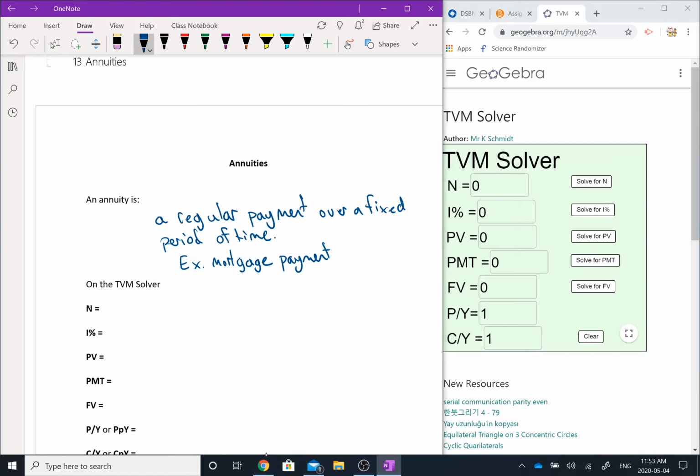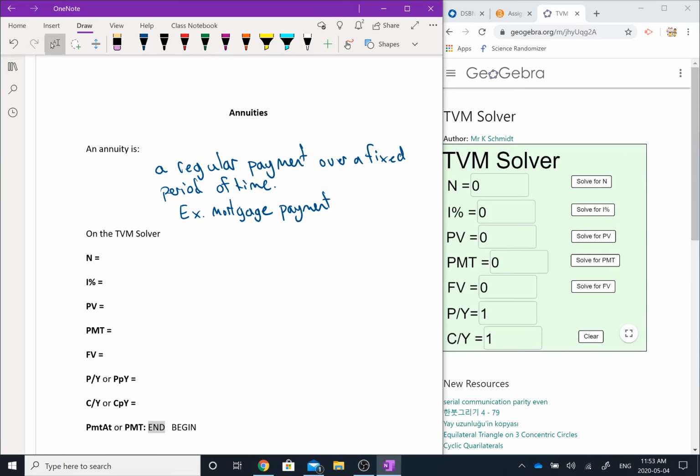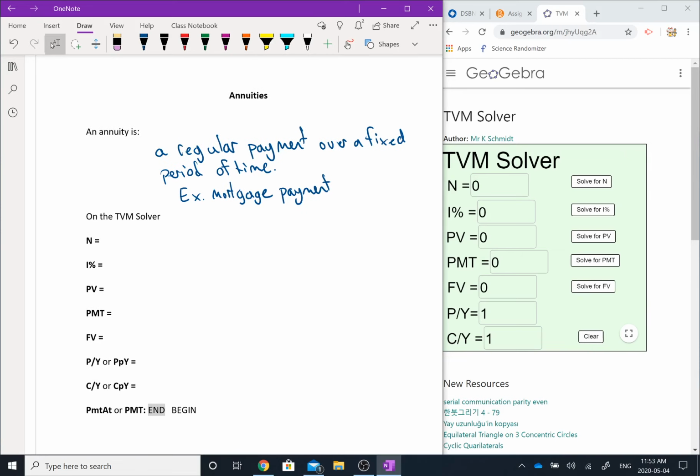You could think of it as a regular period of saving money, so you're putting in, say, $100 every week or something like that. So what we're doing today is we're basically using the TVM solver, but now we're incorporating the PMT, or the payment button.